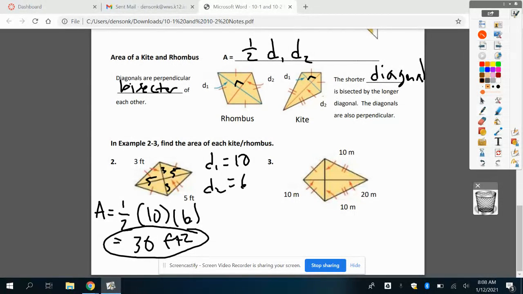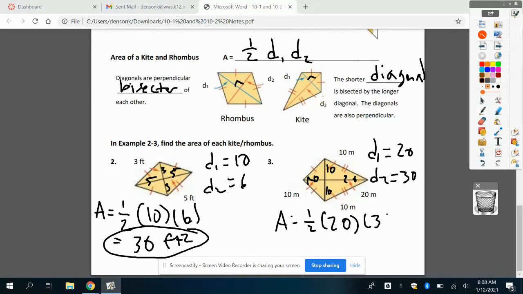Same idea over here for the kite. So these are both 10, and then this one is 20, and this one is 10. So one of your diagonals is the 10 plus 10, which is 20. The other is the 10 plus 20, which is 30. So then your area is 1/2 of 20 times 30, which ends up being 300 meters squared. So you just add the two parts together to get the diagonals. So I did 10 plus 10 to get the 20, and then 10 plus 20 to get the 30. And that's it. So that's all for the first part of the chapter.